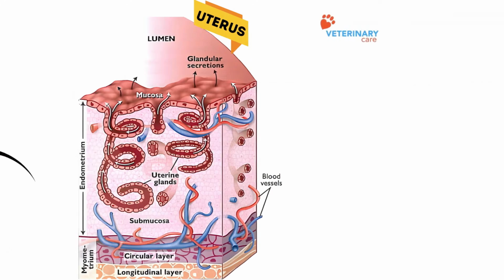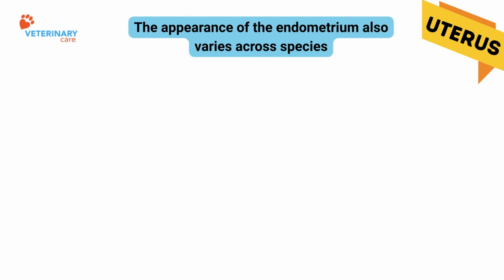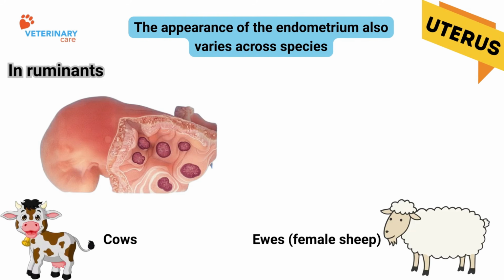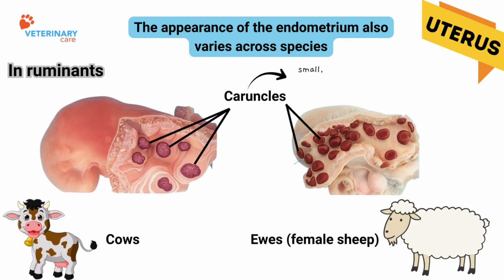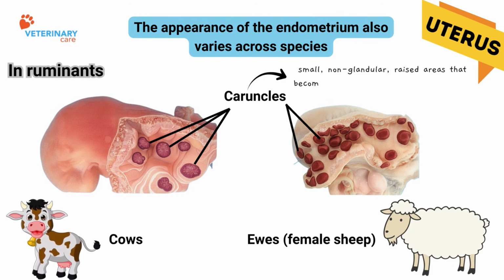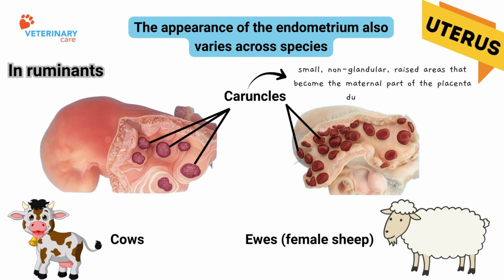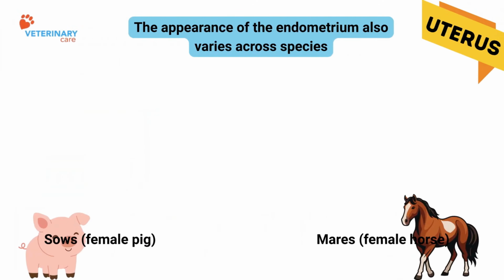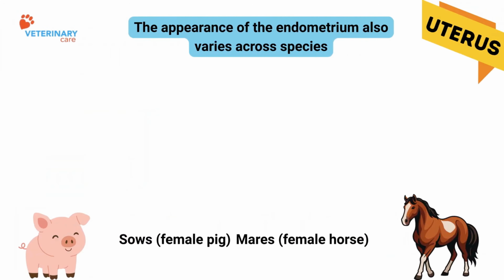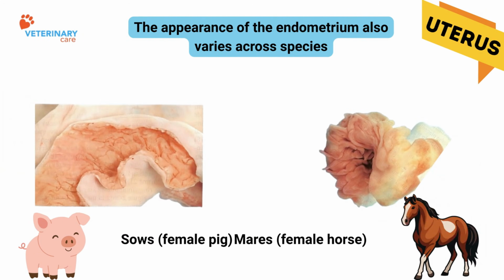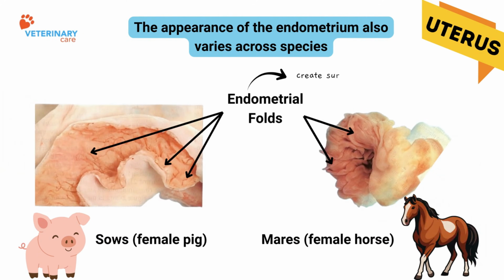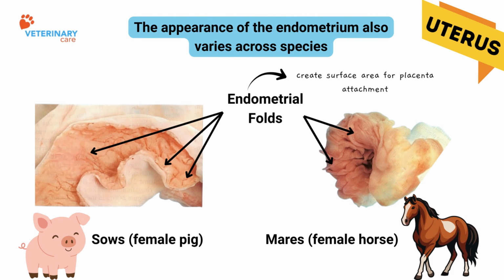The appearance of the endometrium also varies across species. In ruminants like cows and ewes, the endometrium has caruncles, small, non-glandular, raised areas that become the maternal part of the placenta during pregnancy. In contrast, sows and mares don't have caruncles. Instead, their endometrium is filled with folds, which create surface area for placenta attachment.